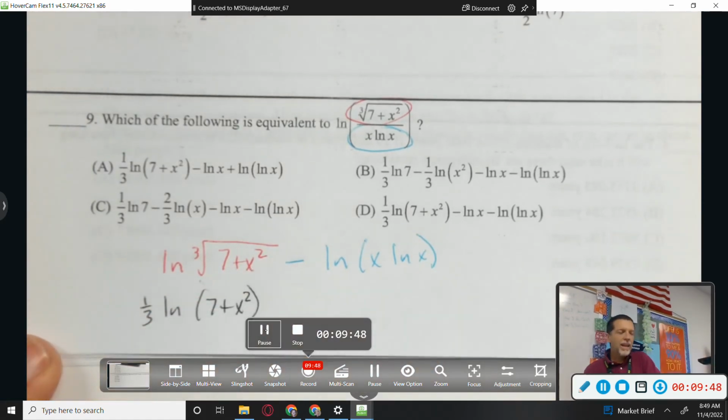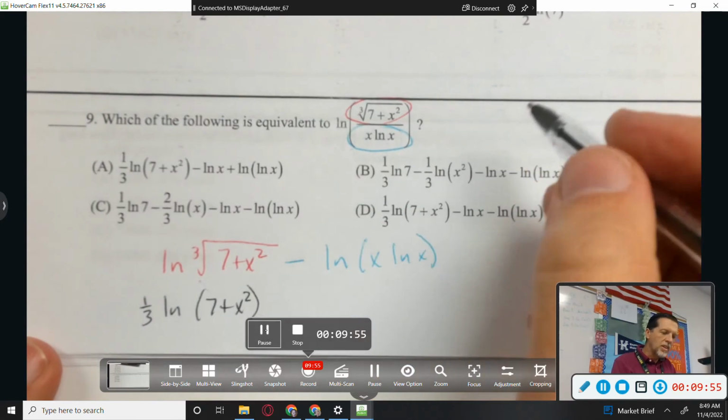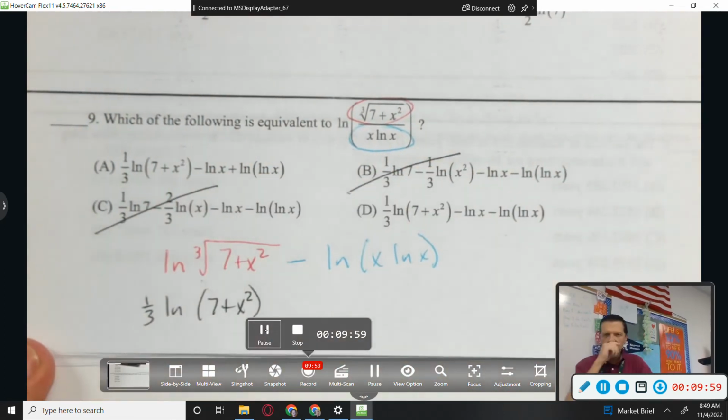And I can't split up. I can't distribute natural log to 7 and x squared. So some of this stuff will look like B and C where they've distributed. I can't do that. So I'm down to A and B now.